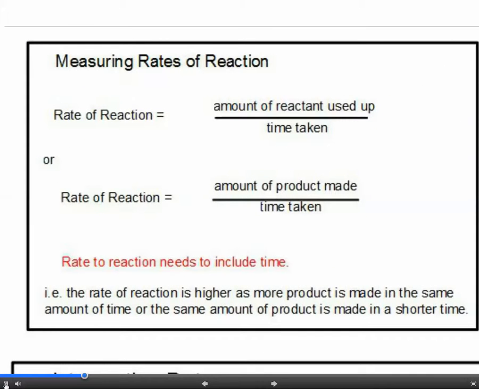Rates can be measured by comparing the amount of product made, or reactant used up, to the time taken for this change to happen. More product made in the same amount of time is a faster reaction, or the same amount of reactant used up in a shorter time is a faster rate of reaction. Don't forget to include the time taken for the change to happen. More product made doesn't mean that the reaction is faster, it might just have been left for a longer time and so made more product.